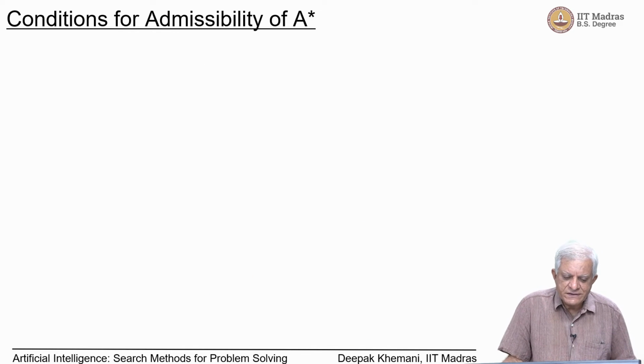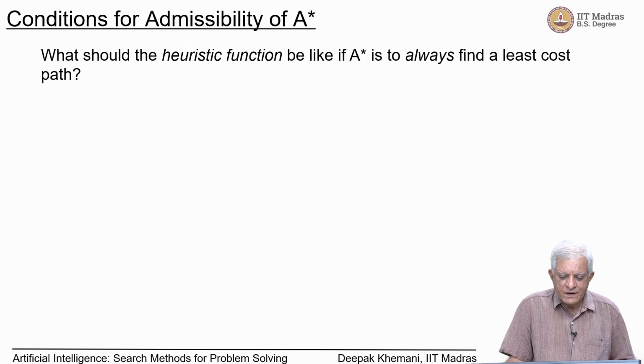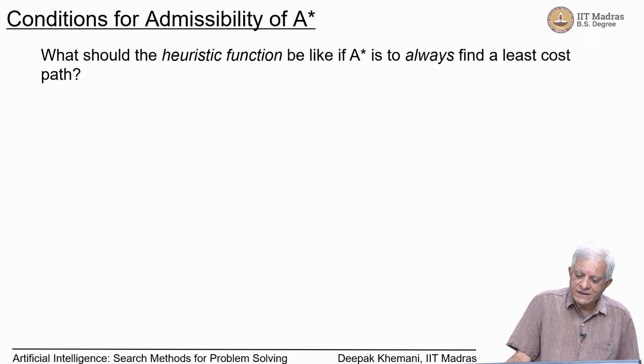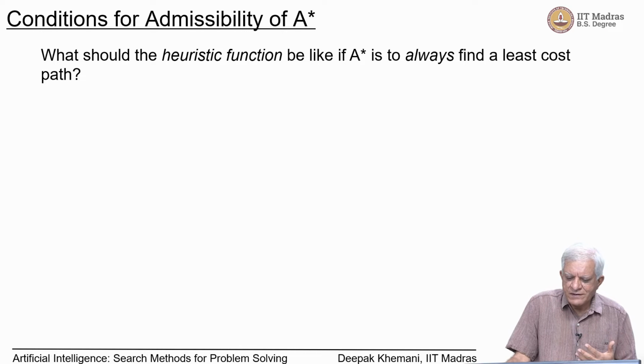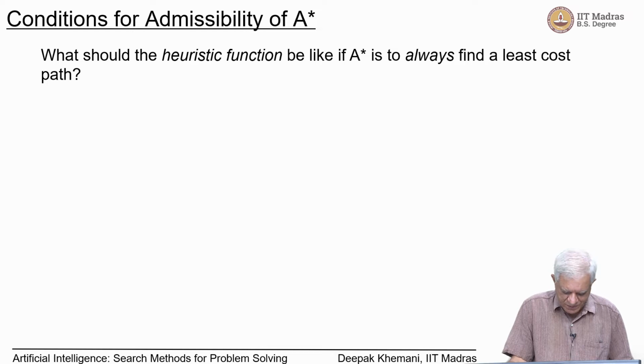So, under what conditions is A star going to be admissible? What should the heuristic function be like if A star is to always find the least cost path? So, before we look at this, just think about the fact that if the heuristic function said that the distance to the goal is always 0, then this algorithm would get transformed into branch and bound essentially, because we are not counting anything extra. So, obviously that would work, that if the heuristic function always says that the future cost is 0, then it is only looking at the past cost like branch and bound, and it will always find the optimal cost, but we do not want that.